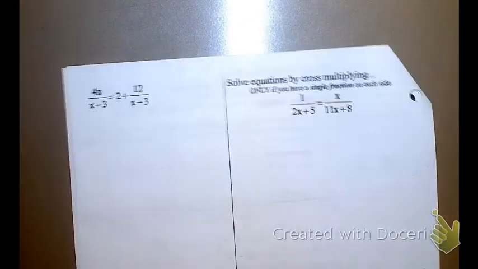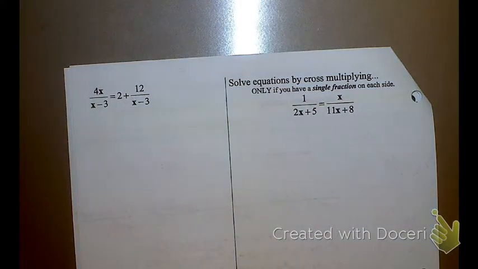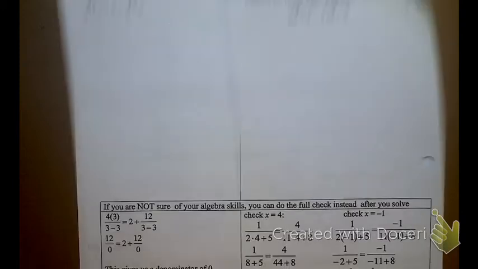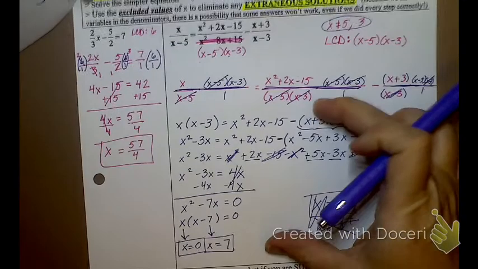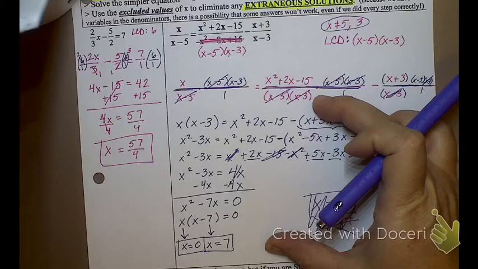Okay, turn the page. I'm going to skip that bottom part. Now, at the bottom, I'm just going to address this really quick. If you are not confident of your algebra skills, and when I say algebra skills, I mean that part right there, check your answers. Plug them in and see if you get the right thing. If you are confident, just check the excluded values. Now, she shows how you check your answers for these examples.